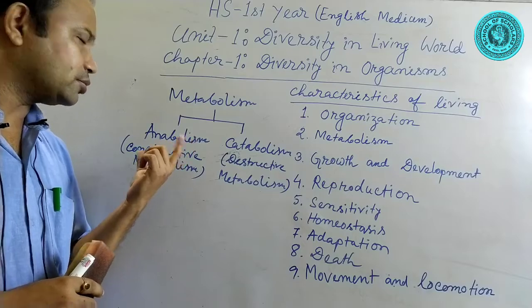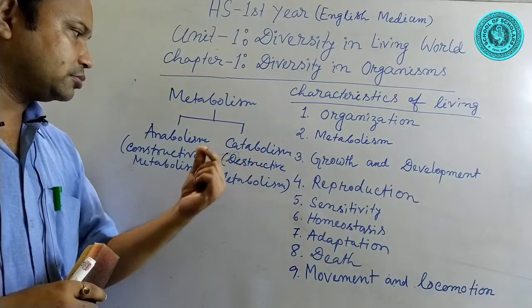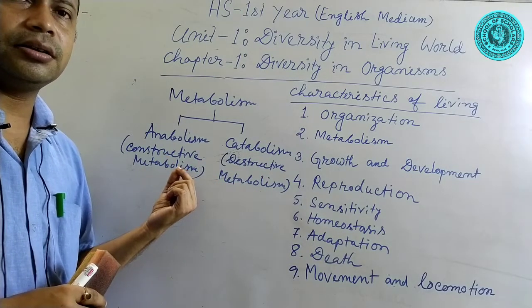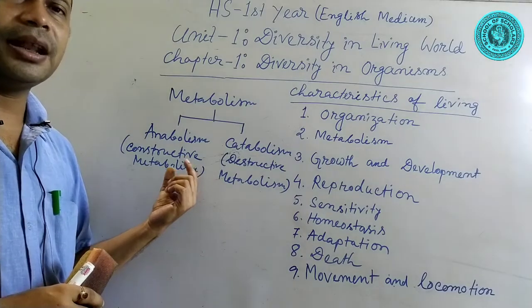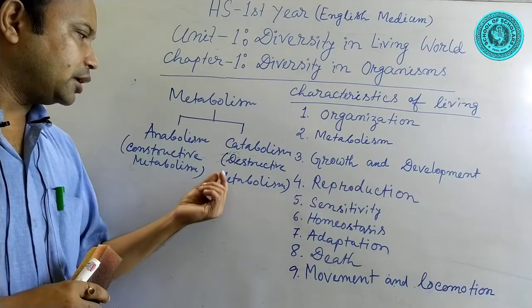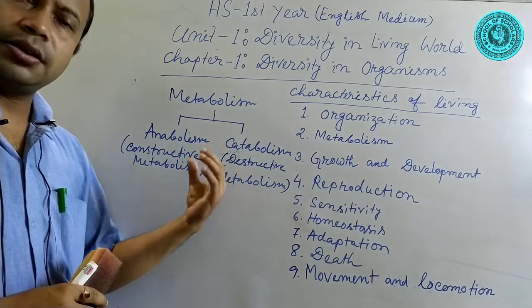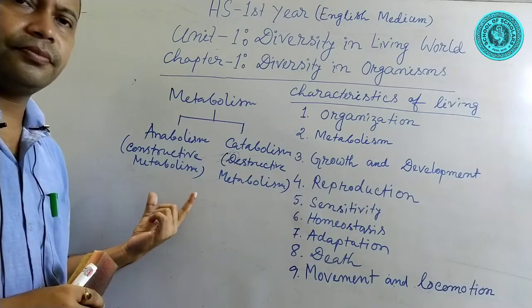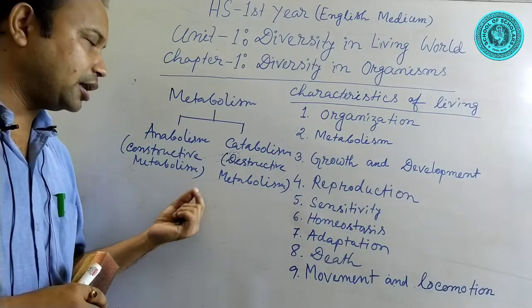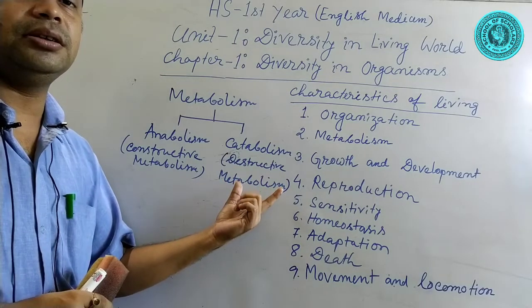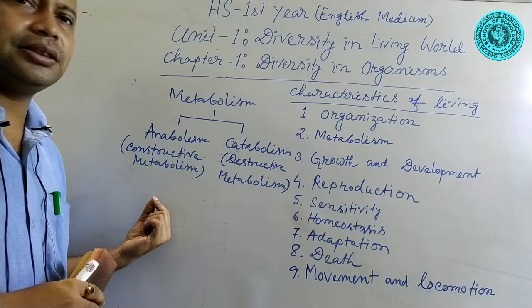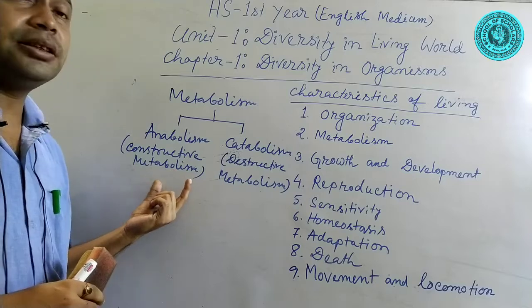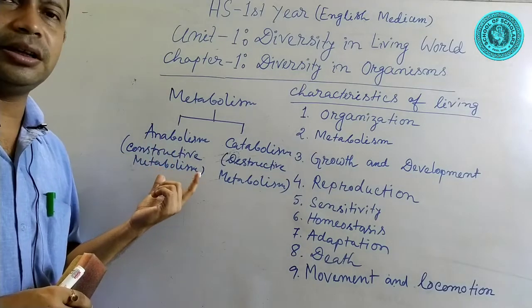There are differences in these two aspects of metabolism. First one, anabolism is called constructive metabolism, whereas catabolism is called destructive metabolism. In anabolism, small molecules are aggregated to form the large size molecule or macromolecule. But in catabolism, large size molecules are broken down to form the small size molecule. In anabolism, dry weight increases, and in catabolism, dry weight of the body decreases. In catabolism, energy is released. In anabolism, energy is not released.